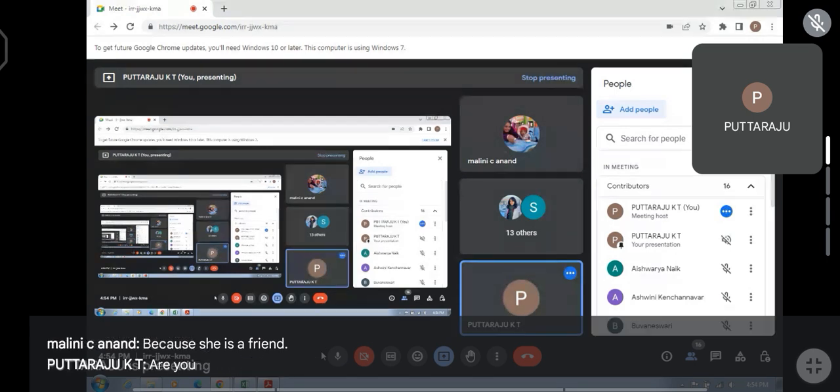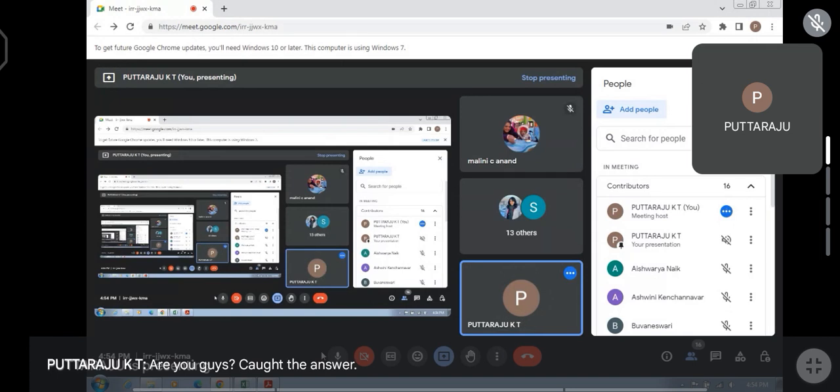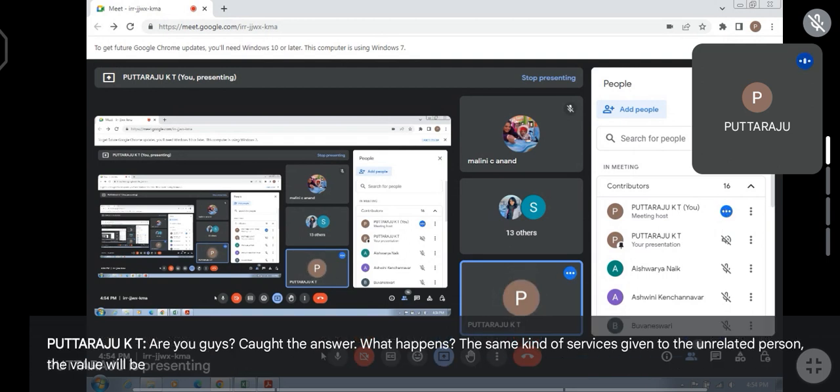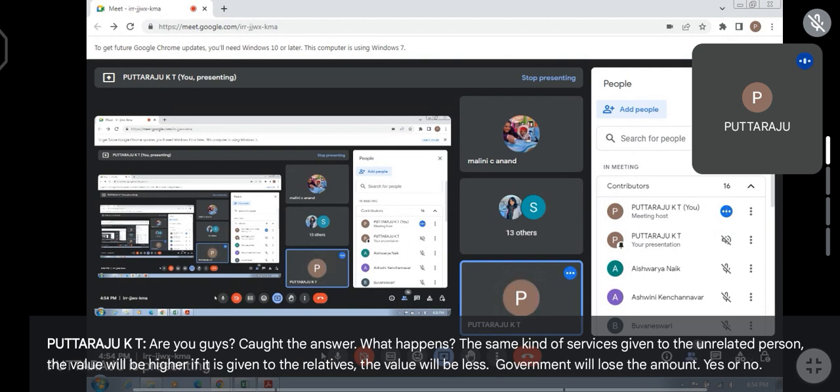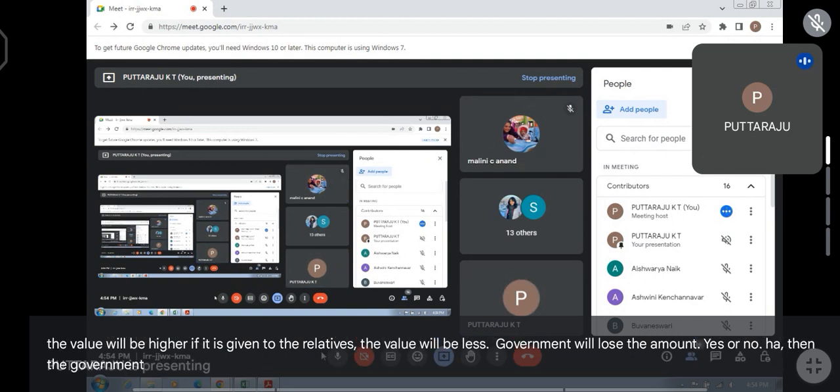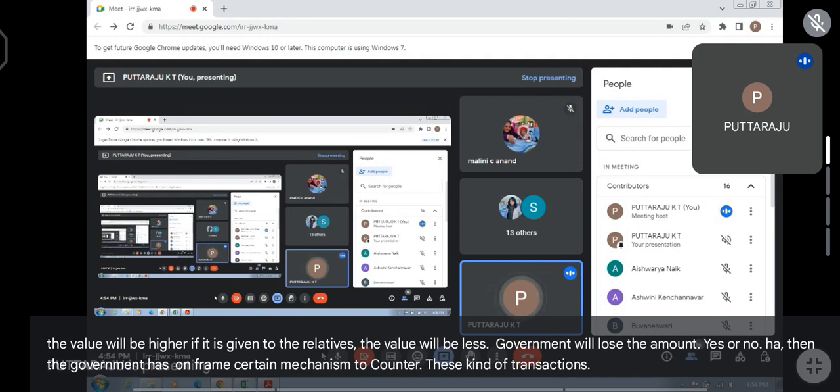Did you guys catch the answer? What happens? If the same kind of service is given to an unrelated person, the value will be higher. If it is given to relatives, the value will be less. Government will lose the amount, yes or no? Yes, sir. Then the government has framed certain mechanisms to counter these kinds of transactions. I am not talking about Malini's case. Generally, it happens.